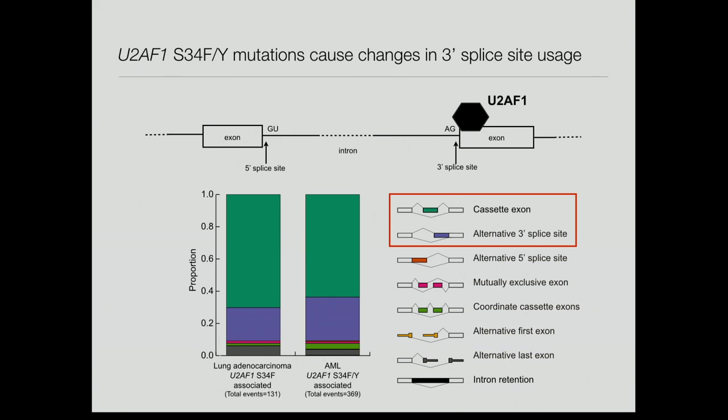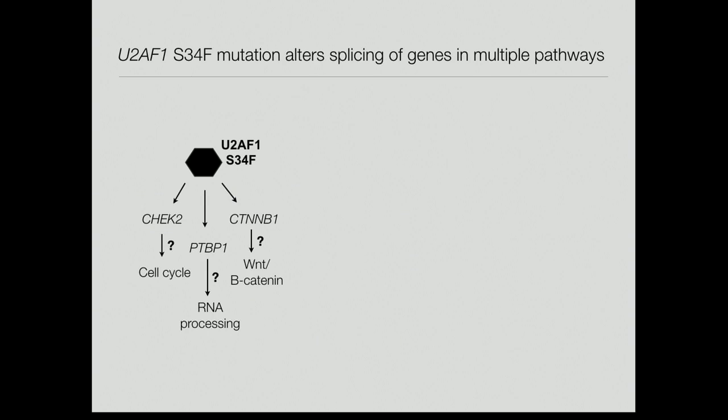And I apologize, it's really small, but we saw a total of 131 splicing changes in lung adenocarcinoma and 369 strongly associated splicing changes in AML. So these mutations seem to be affecting hundreds and hundreds of splicing changes. One of the challenges, and something that I'm planning to continue in my own lab, is to try to understand what the functional consequences of these splicing changes are. Here I'm just showing 3 genes that were shown to be affected, given some of their known roles in cancer, as well as RNA processing.